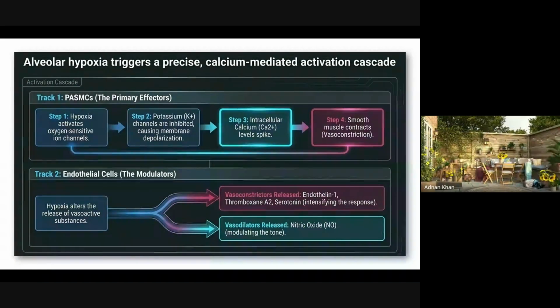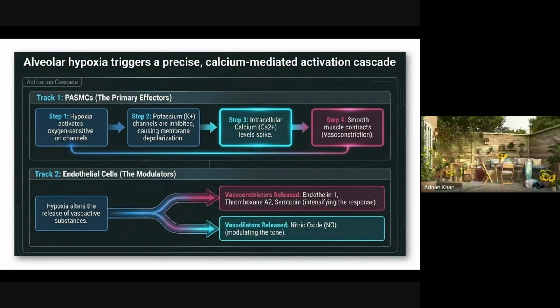Now we will talk about the mechanism of HPV. As you can see, in track 1 and track 2, the most important is the pulmonary artery smooth muscle cell, which is the prime effector. In step 1, hypoxia activates the oxygen-sensitive ion channel, which further causes the potassium channels to be inhibited, causing membrane depolarization.